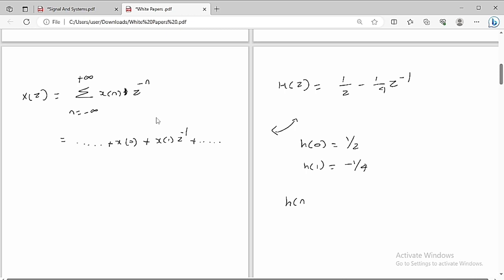So what is the impulse response? The impulse response is 1/2, comma, minus 1/4. The first sample is at n equal to 0, and this is the arrow that we have to keep. So this is what we are going to get.